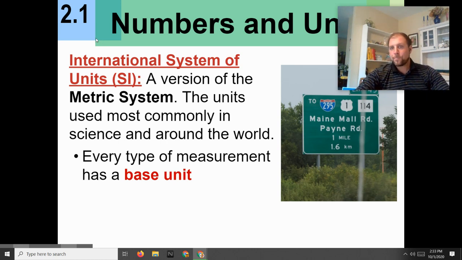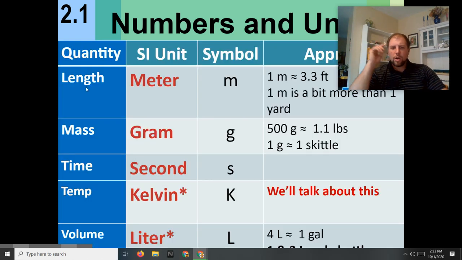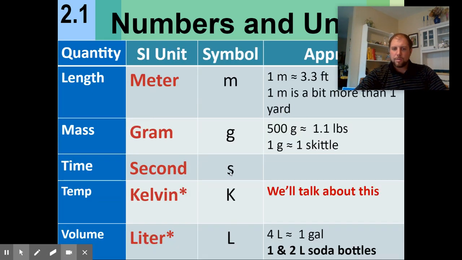Now, what makes the International System of Units great is that every type of measurement has a base unit, okay? So it's not like in the English system where sometimes length is an inch, sometimes it's a foot, sometimes it's a mile, all right? No, in the metric system, distance is always about meters. It's always meters, but they'll add prefixes in front to change the scale. All right. So if we're talking a lot of meters, then we'll switch over into kilometers. If we're talking not even 1 meter, then we might be switching over to centimeters or 1/100th of a meter. These are the common international system units right here.